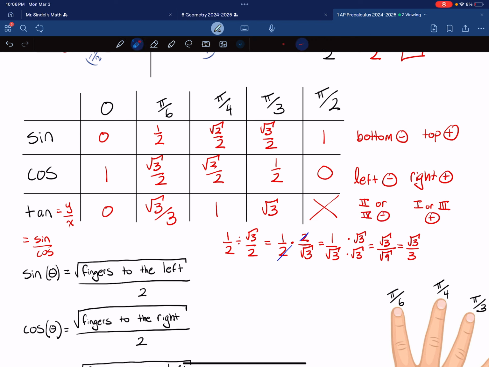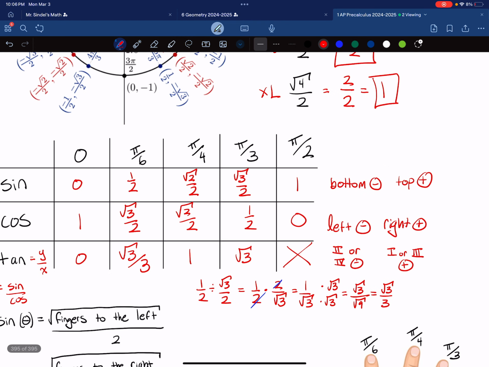A good way to remember all of these in one simple table is All Students Take Calculus. That means All, Students, Take, Calculus. This is a great mnemonic to remember that everything is positive in the top right, sine is positive in the top left, tangent is positive in the bottom left, and cosine is positive in the bottom right.